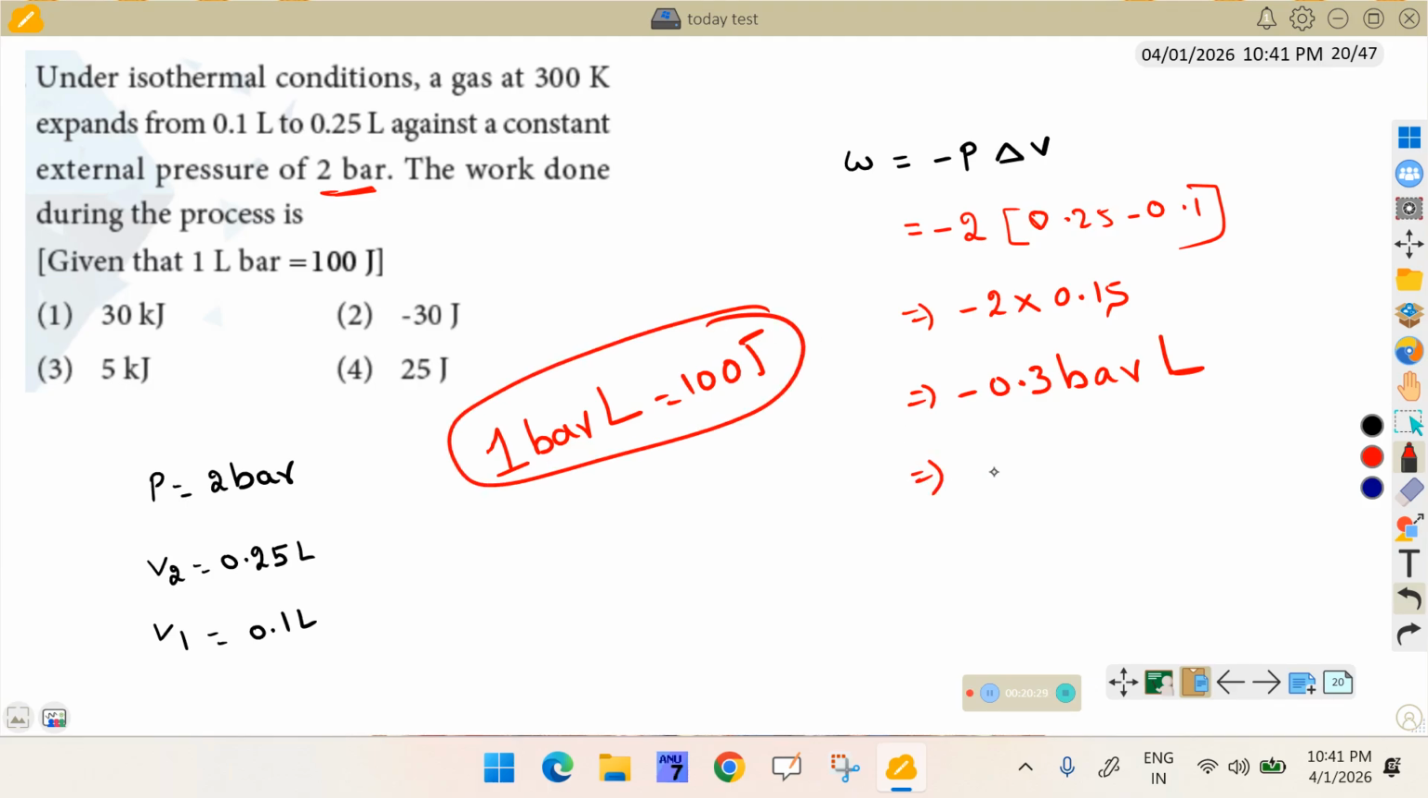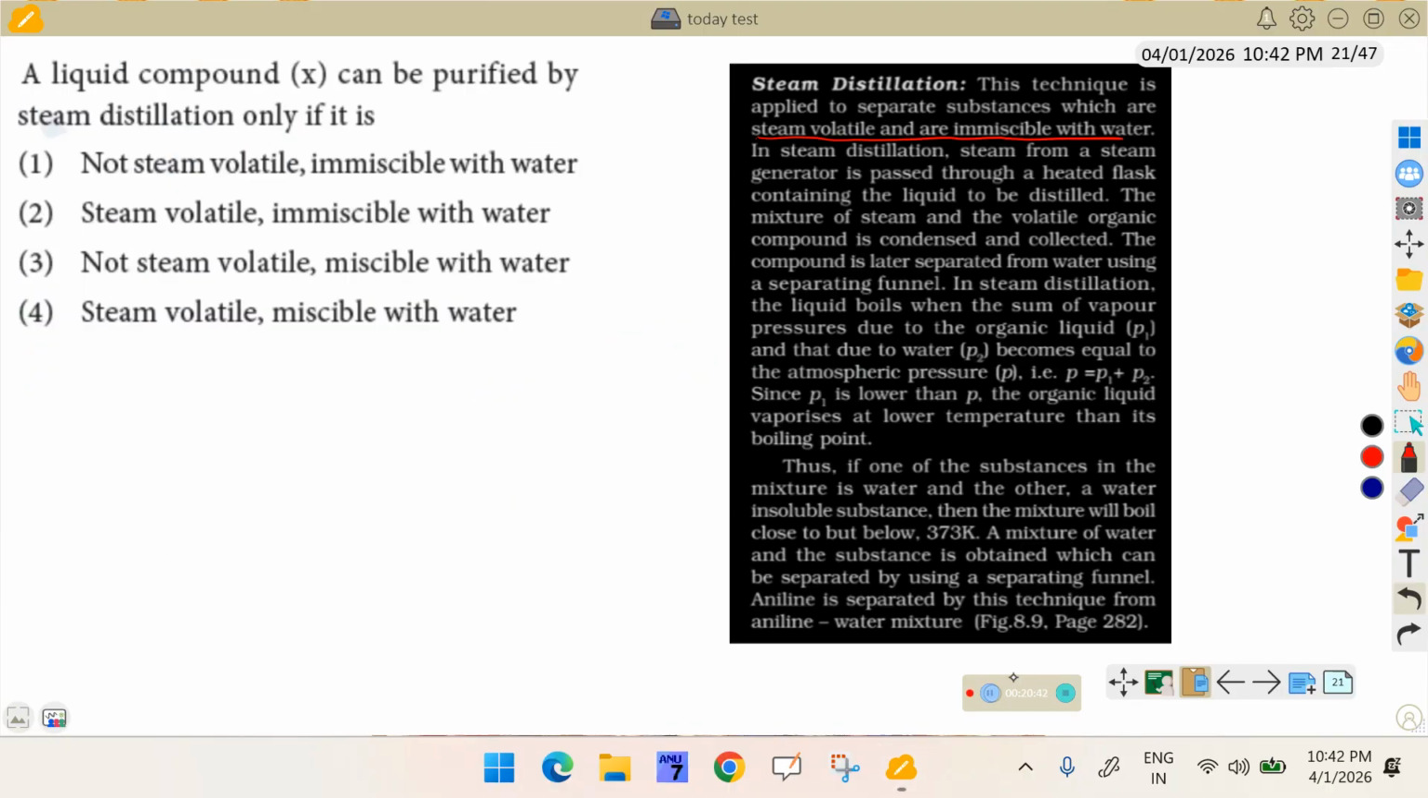So minus 0.3 into 100. Simplify. 0.3 into 100 is equal to minus 30 joules. Second option. A liquid compound X can be purified by steam distillation only if it is steam volatile, immiscible with water.